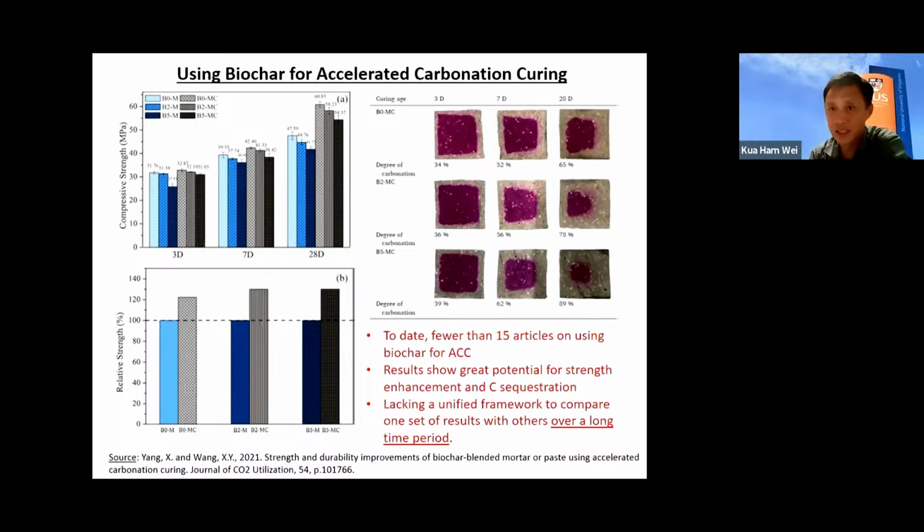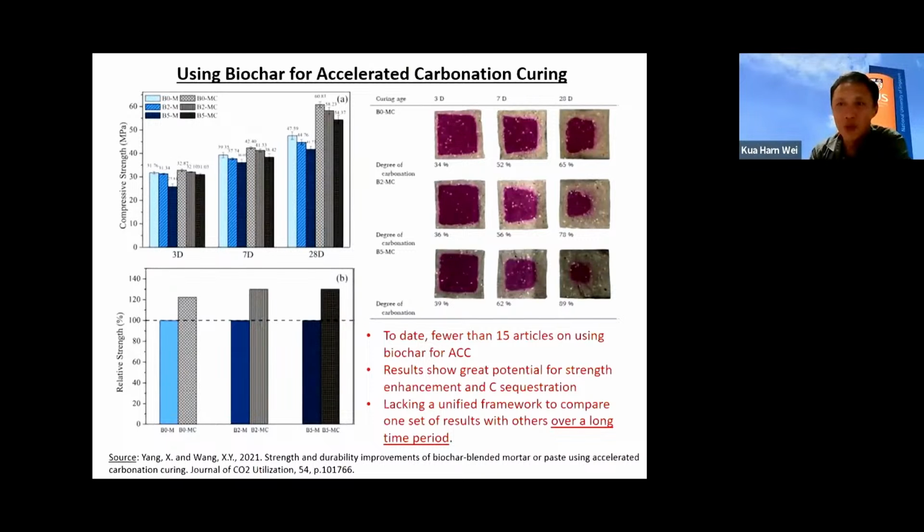So this is one of those few articles, maybe less than 20 so far, that shows this great potential of using ACC as a means of reducing carbon in the first place, and of course, another, to increase the strength.